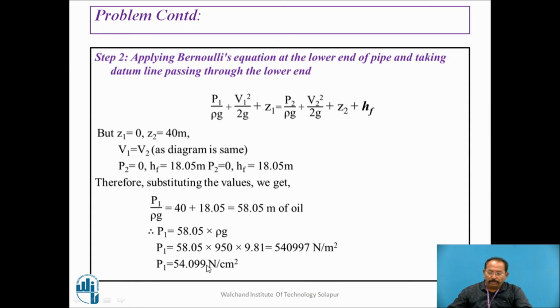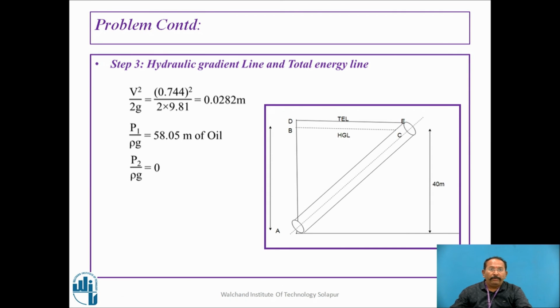Put these values, and we will get here 0, and V square upon 2g is 0.0282 and P1 upon rho g is 58.05 meters of oil. This is the diagram, the total energy line and hydraulic gradient line that we have to draw. Because it is atmospheric, P2 upon rho g is given as 0.